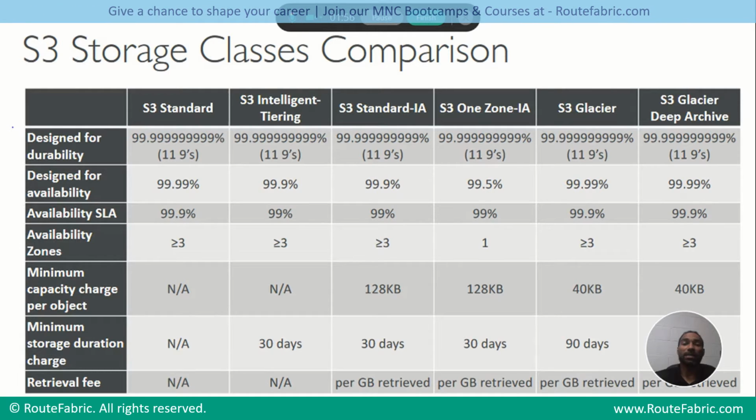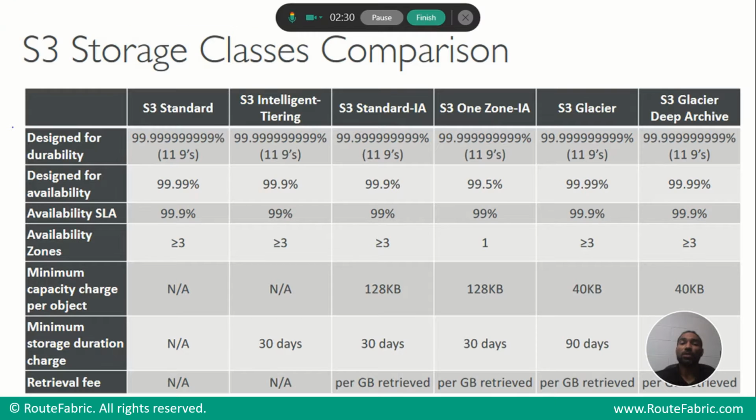S3 Standard-IA is 99.9% available, with 11 nines of durability. It is also stored in 3 different availability zones. The difference between S3 Standard and S3 Standard-IA is that the minimum storage charge is for 30 days. So you want to make sure that it's going to be in there for 30 days because you will be charged for it.